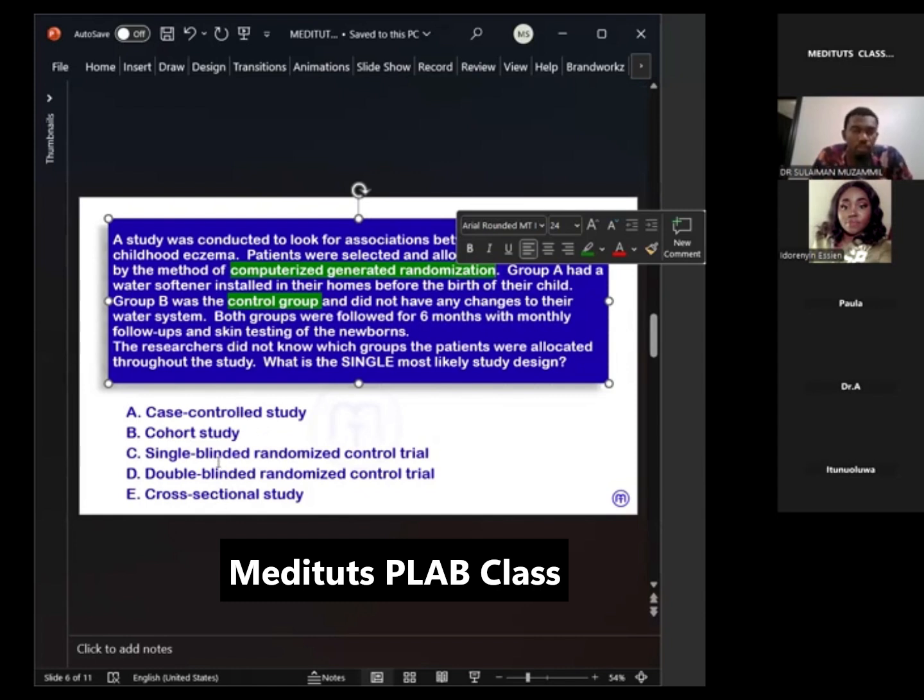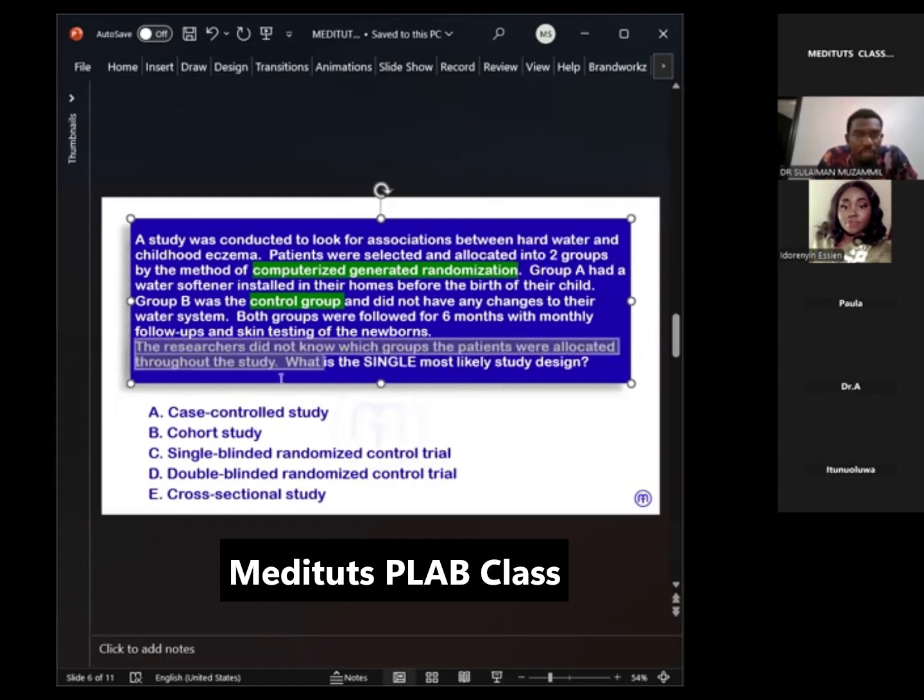But I want to suggest that if you think about it, even though the question is silent, the question only says that the researchers did not know which groups the patients were allocated. So it is clear that at least the researchers are blinded, meaning at least this is a single-blinded randomized control trial. Then, do we know if the families were aware? That is the subject. Were they aware of the water softener installation or not? Since the question is silent about it, it most likely means they were aware, since it says only the researchers did not know.